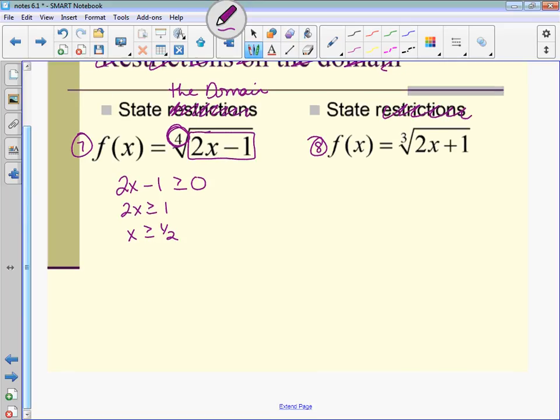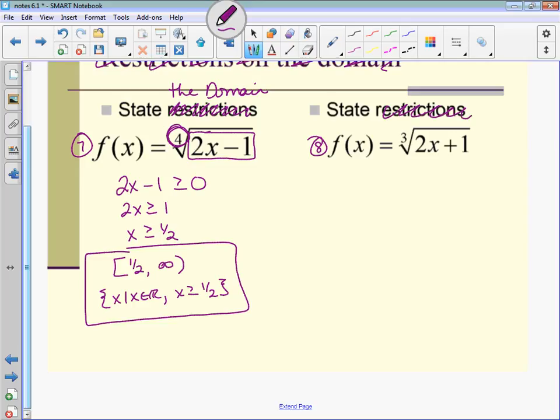So the way you can write it: bracket, 1/2 to infinity, which is definitely the quicker way this time, or x such that x is an element of the reals, x is greater than or equal to 1/2. We good on that one? Those I can definitely make trickier by what I've put under the radical, but the general idea is always you have to just set it greater than or equal to 0.